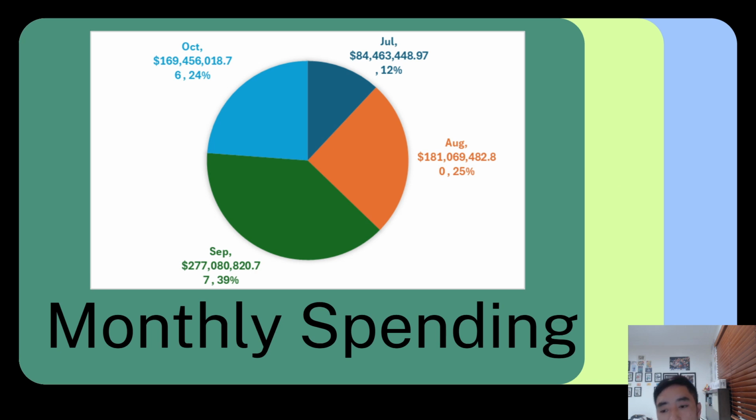And monthly spending since July, which is when she announced her presidency, was 84 million, and it looks like the highest spending was in September, at 39%. In this 4-month period, around 600 to 700 million was spent.